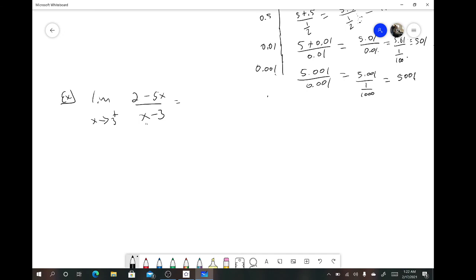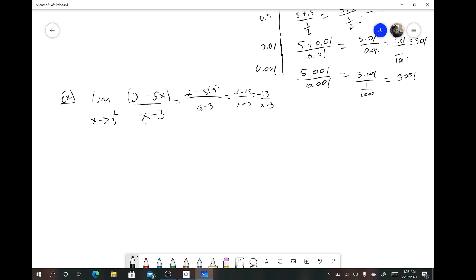We could, however, see what happens in the numerator: 2 minus 5 times 3 over, let's say, x minus 3. I'm not really plugging it in, just trying to see what's going to happen in the numerator. 3 times 5 is 15, so this is going to be 2 minus 15, which is minus 13 in the numerator. And we just have to worry about what happens in the denominator as x gets closer and closer to 3 from the right side.